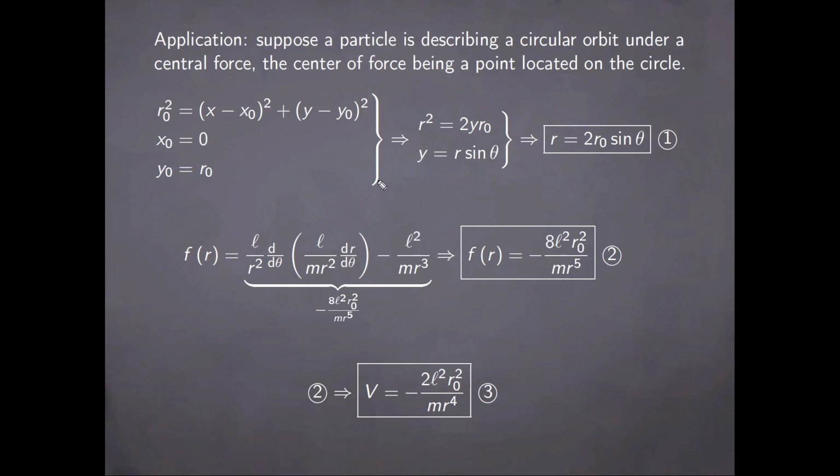Then if we bring this into the expression of the orbit equation and simply work out the derivatives and all the calculations involved, it follows that the nature of the force is such that the force is attractive, and it varies as 1 over the radius to the 5th power. And what this will imply immediately is that the potential varies as 1 over the radius to the 4th power.